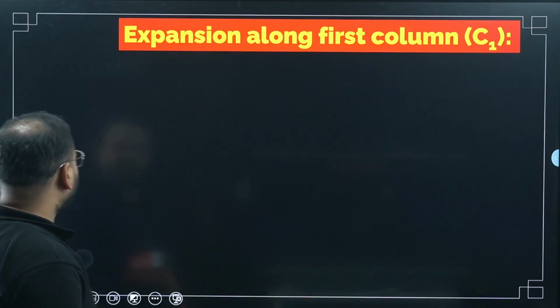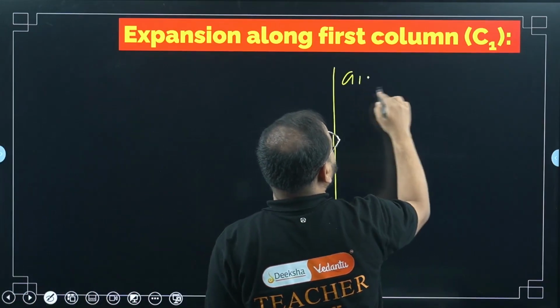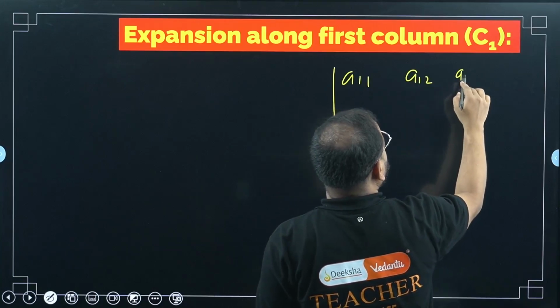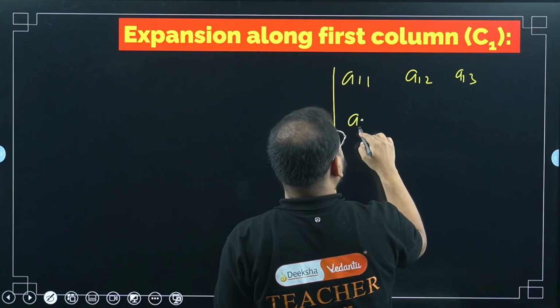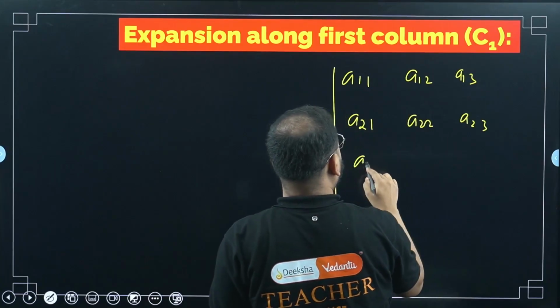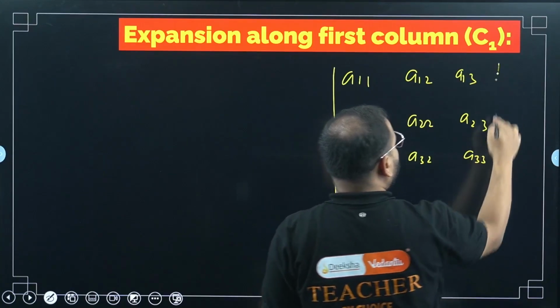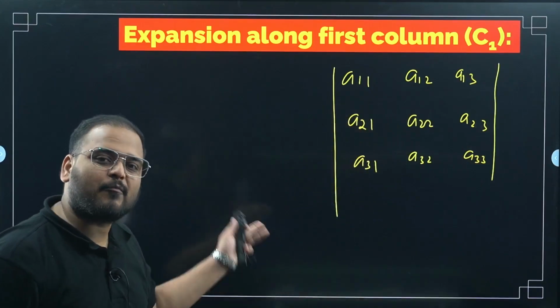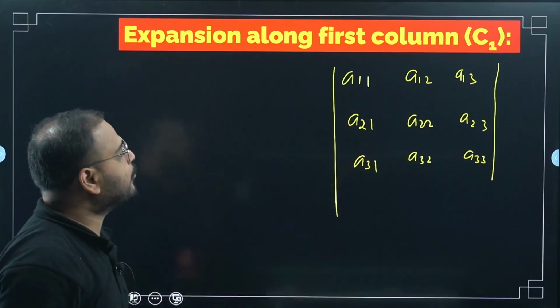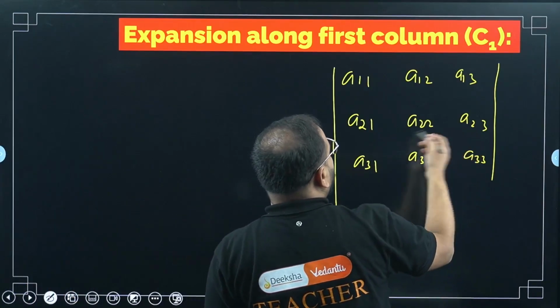So now we're doing it for column 1. Again, I have to write the matrix. Quickly we'll write. I'm trying to do this only for one column; the same concept will apply for all the columns. So let me do it for this column.